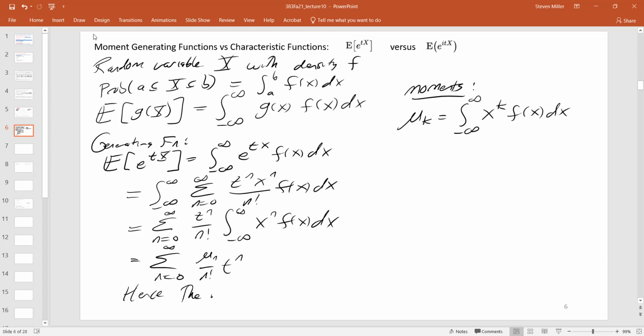Hence the name. The coefficients of this are the moments. And this is why it's called the moment generating function. When you expand out e to the tx, when you calculate its Taylor series, its coefficients are essentially the moments. So this is wonderful. If I'm trying to understand something from probability, I now have a function where the Taylor coefficients are the moments.